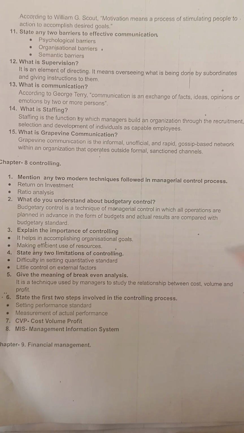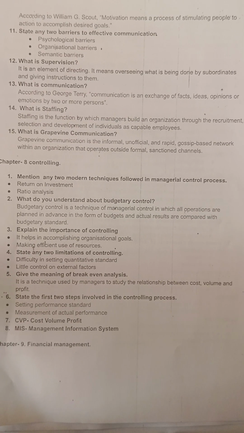Next one, explain the importance of controlling. It helps in accomplishing organization goals and making efficient use of resources. State any two limitations of controlling: difficulty in setting quantitative standards and little control on external factors. Next, give the meaning of break-even analysis. It's a technique used by managers to study the relationship between cost, volume, and profit. Next one, state the first two steps involved in the controlling process: setting performance standard and measuring of actual performance.